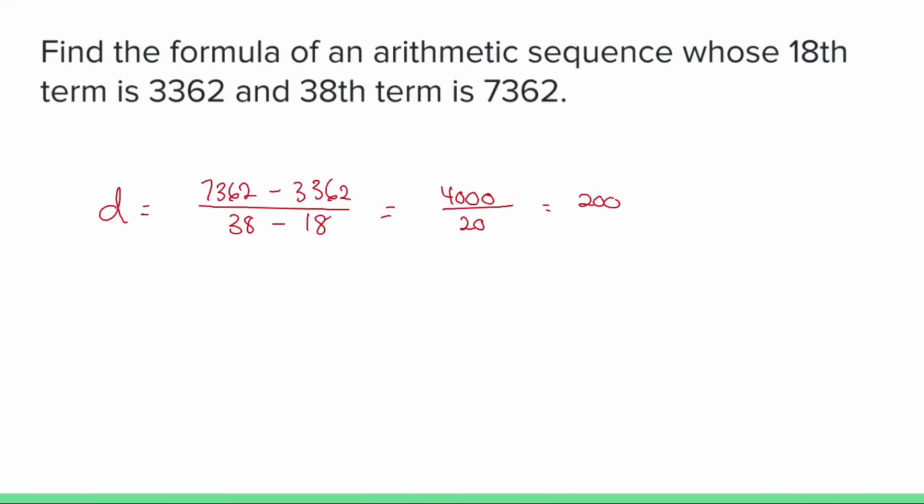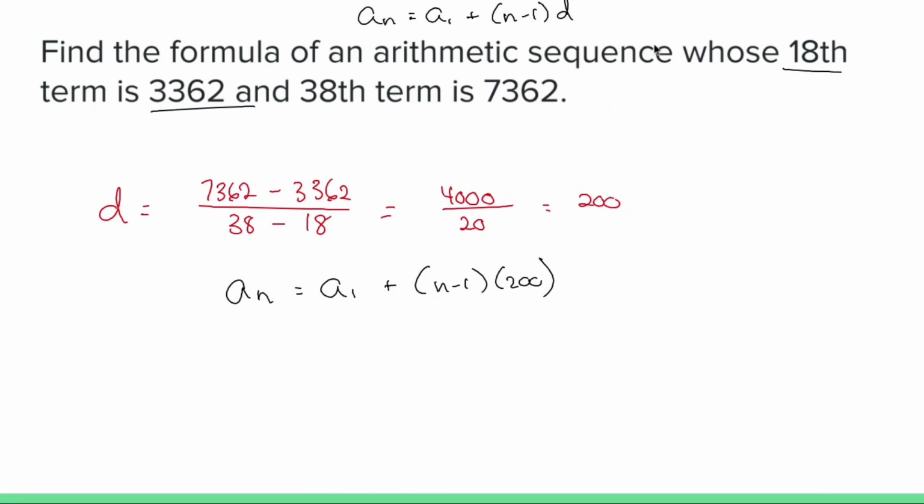I can start by building my formula. Remember, my arithmetic sequence formula is a sub n equals a sub 1 plus n minus 1 times d. Right now, all I have is a sub n equals a sub 1 plus n minus 1 times 200. Now, I don't have a sub 1. Once I get a sub 1, I can figure out what my formula is in general. So I can use one of these guys right here and say, we'll let n be 18. And that will give me eventually a sub 1.